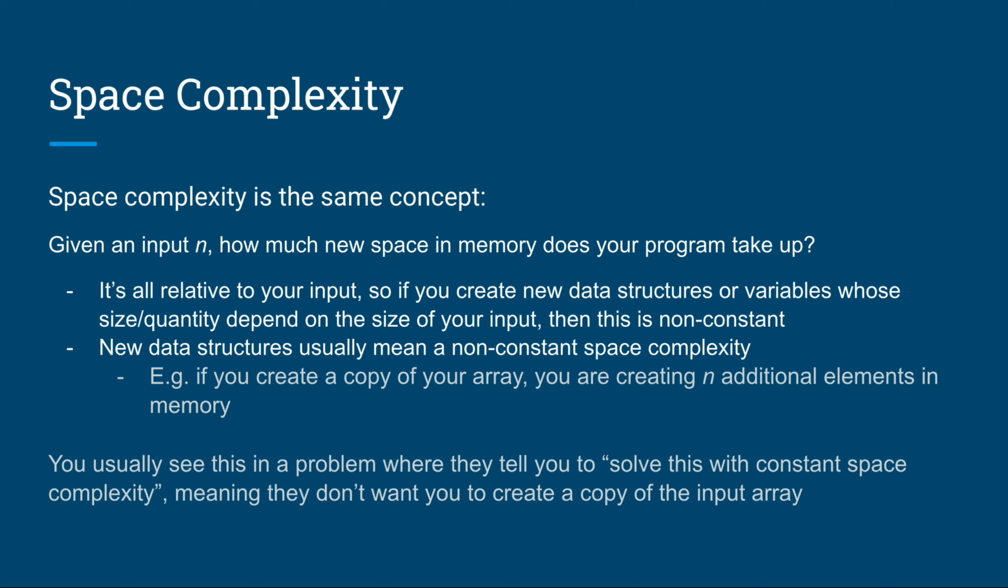So usually space complexity doesn't come up, and people aren't asking you about space complexity unless they say, hey, solve this problem with constant space complexity, which means they don't want you to create a copy of a data structure. They don't want you to create a copy of your array. You can create individual variables because that's constant, right? You can say var a gets array sub 0, but you can't say array a gets copy of array n. So that's usually, it comes up just with saying solve this with constant space complexity.